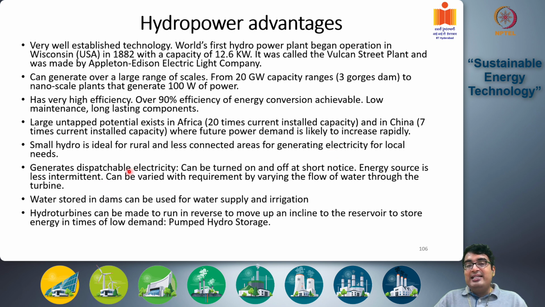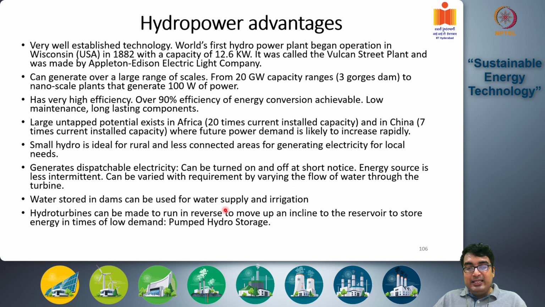And it generates dispatchable electricity, so it can be turned on and off at short notice. It's not a thermal power plant, right? You can close the gates and stop the turbines very quickly, and open the gates and turn the water flow back and start the turbines. So it can generate electricity on demand. If the demand is high, you can switch on the flow and start the hydro. If demand is low, you can stop it without significant impacts on the efficiency.